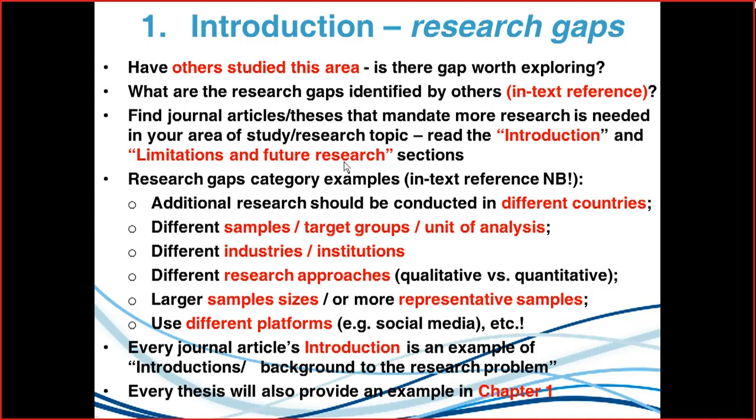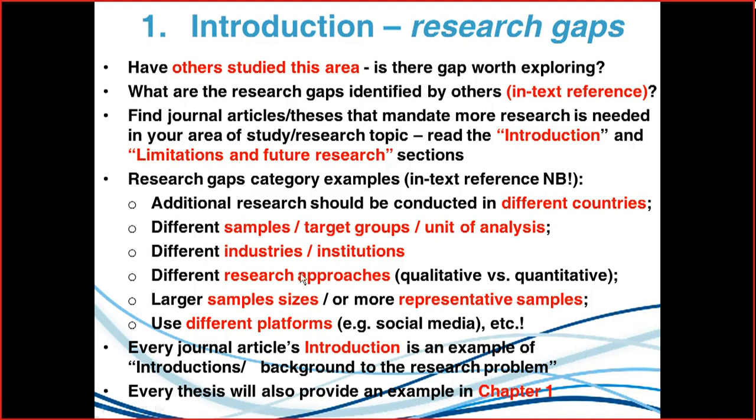So possible research gap categories could be: additional research could be conducted in different countries amongst different sample units, so different cohorts like Generation Z, Y, X. Different industries, different approaches, qualitative versus quantitative, larger sample sizes or more representative sample sizes, using different platforms. So they could have done research on mobile apps or social media, and they say now there's a need for this research in search advertising.